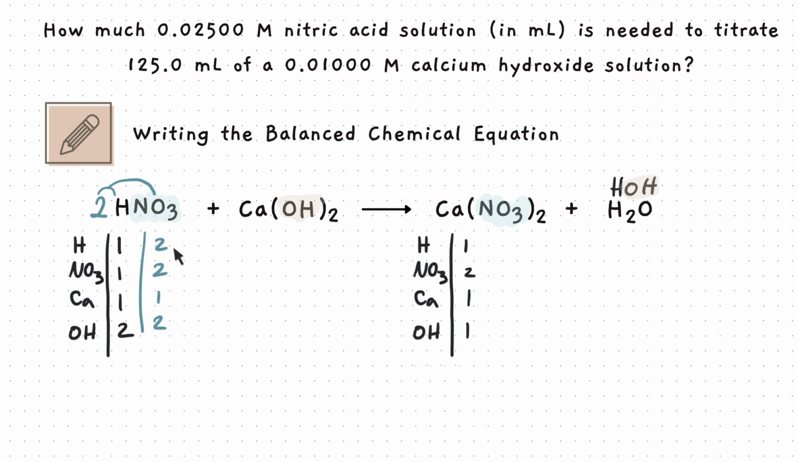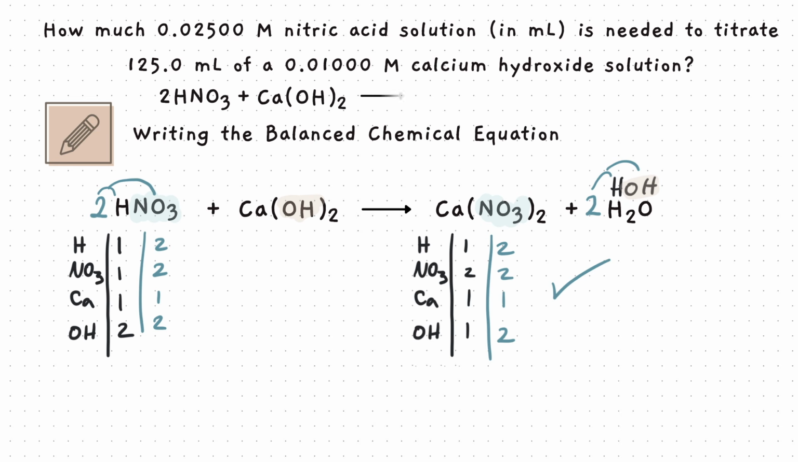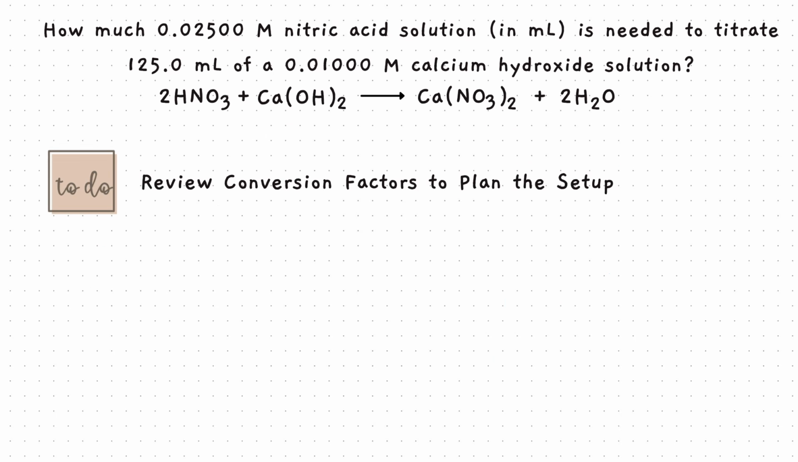Now we need to balance the hydrogen and hydroxide. We can do this by placing a 2 coefficient in front of the water. We now have 2 hydrogens and 2 hydroxides, and everything is balanced. We have our balanced chemical equation. We can finally review our conversion factors to plan the setup and get to the math.